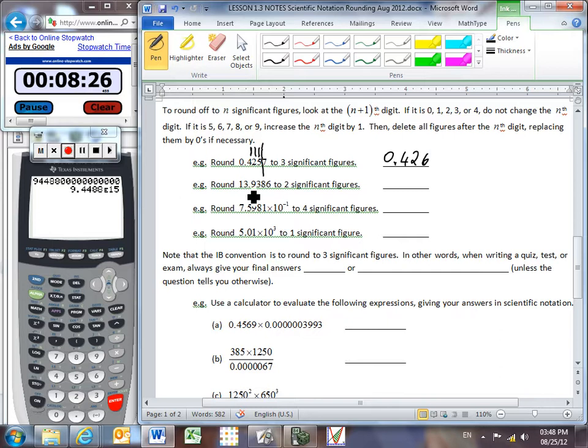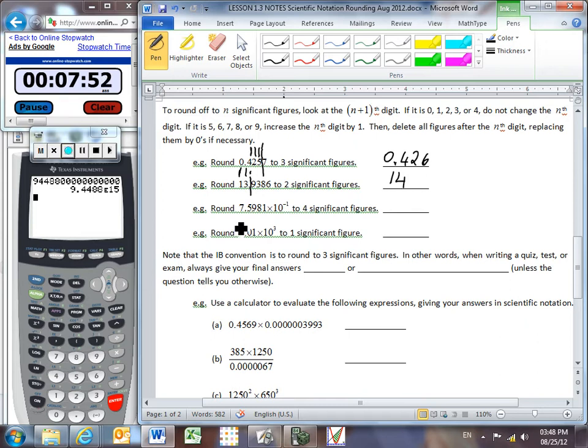We'll round 13.9386 to 2 significant figures. So let's look at the number from left to right, looking for the first non-zero digit. As we count it, oh look, 1, that's our first non-zero digit. So 2 significant figures, there they are, the 1 and the 3. We're going to cut it off right here. The number immediately to the right of my second significant figure is a 9. That means that we're going to round up. The 3 will round up to a 4, and we're left with 14.